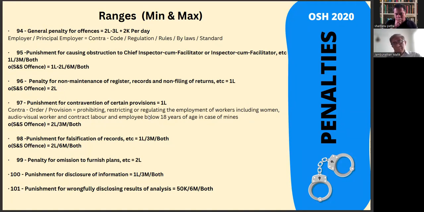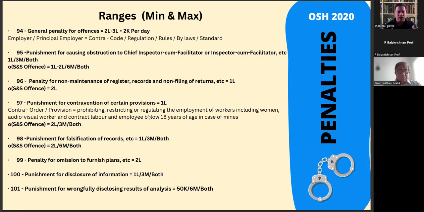Punishment for disclosure of information. There is certain information which is very secret. If inspectors and government officers who come to know about certain information disclose it, then there will be a penalty on them also, 1 lakh, 3 months, or both.